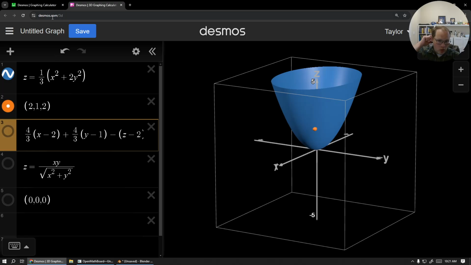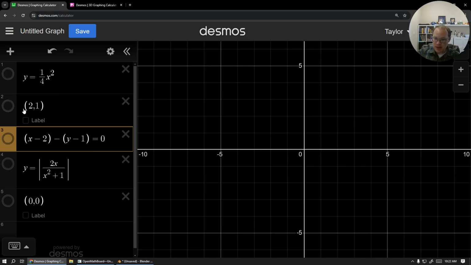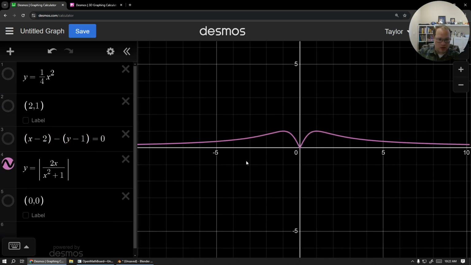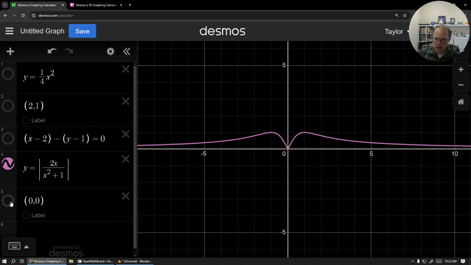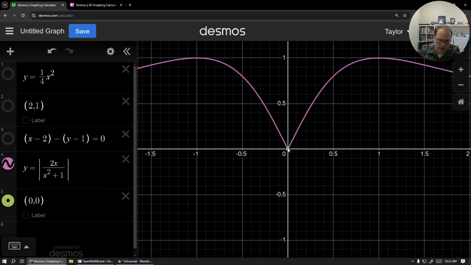Now I do want to caution you, just like in single variable calculus, you can't always find a line tangent to a point. For example, I have some funky looking function here. Notice in particular at the origin, it doesn't matter how much I zoom into that point.